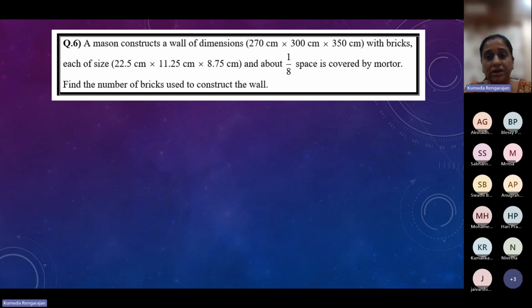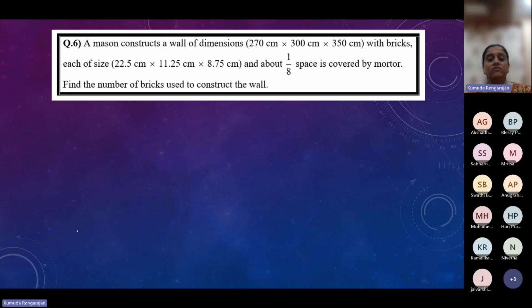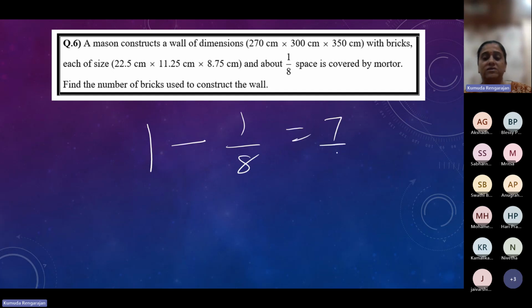So of the wall, 1/8 is covered by the mortar. So how much is covered by the bricks? 7/8, because the total is 1. But when we talk in fractions, the total is 1. So out of 1, 1/8 is the space used by the mortar. So the remaining, 1 minus 1/8, 7/8 is the space occupied by the bricks. So the space occupied by all the bricks is 7/8 of the volume of the wall.